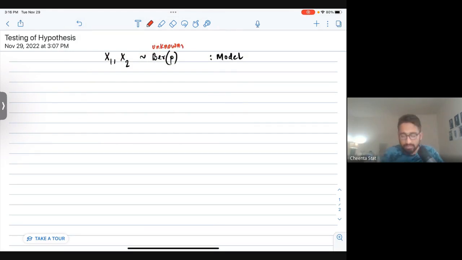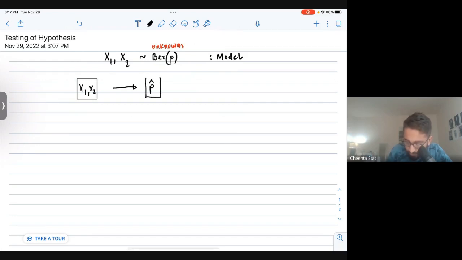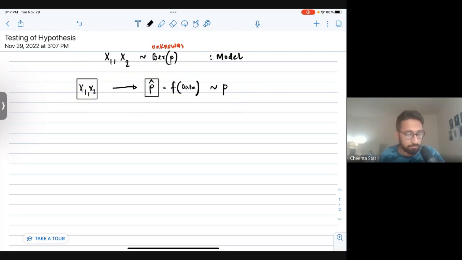The goal of statistical estimation was to use this data set to get a best estimator of p, which is a function of this data, and also which is close to the actual unknown parameter. So this was the goal.